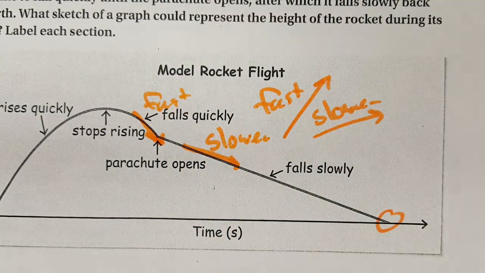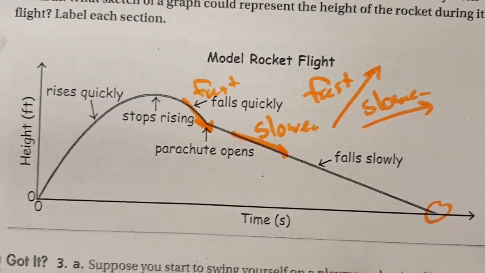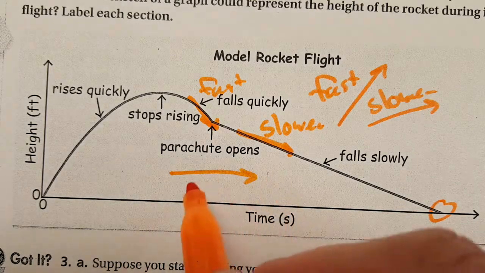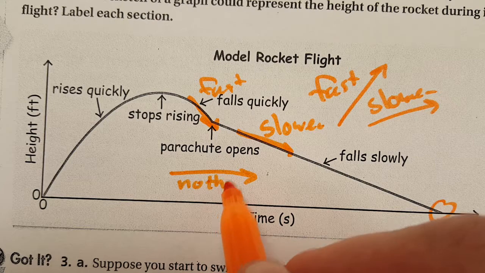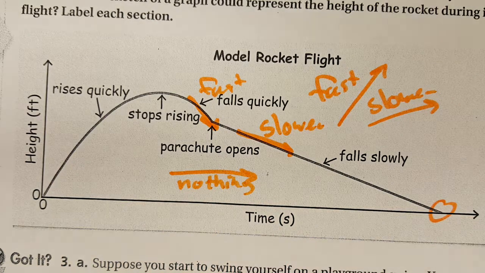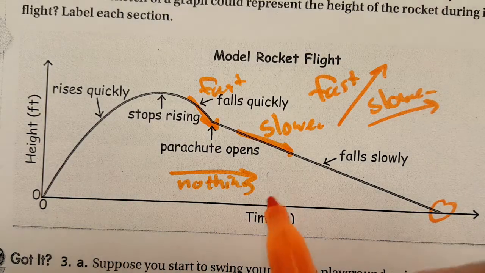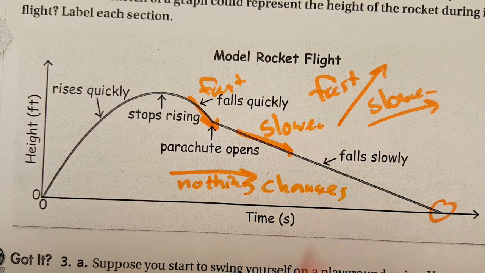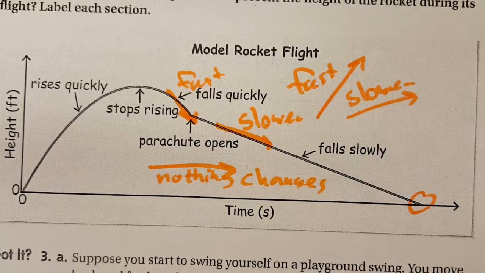All right. The other thing about graphs of this nature is that if you were ever going straight across, then nothing's happening. In terms of height, you're staying the same height. So nothing changes. Okay, you're staying the same height. If you're going straight across, nothing changes.